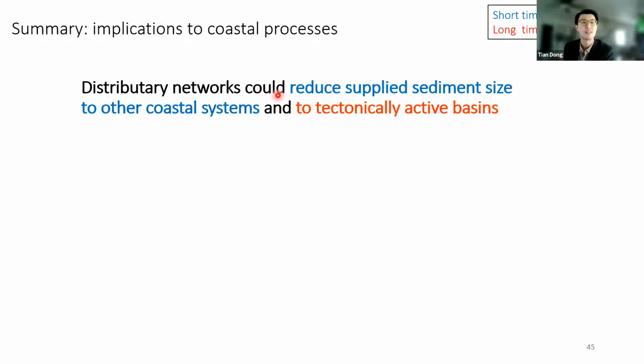Just to summarize from all this work, what are the implications for coastal processes? Findings in the Selenga Delta indicate that distributor networks could reduce the supply of sediment size to other coastal systems over a short time scale. And for tectonically active basins, distributor networks could also reduce the sediment size supplied to the basin.